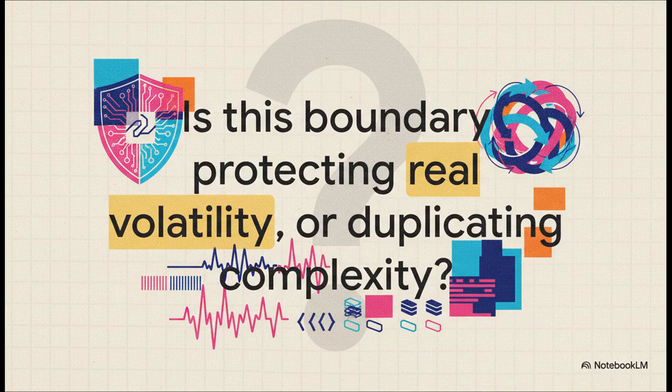So here's the question I want you to take back to your own code base. The next time you look at an interface, a repository, any boundary layer, ask yourself this: is this boundary protecting me from a real, likely source of change, or is it just duplicating complexity, adding another file I have to edit, and another hop in the call stack?